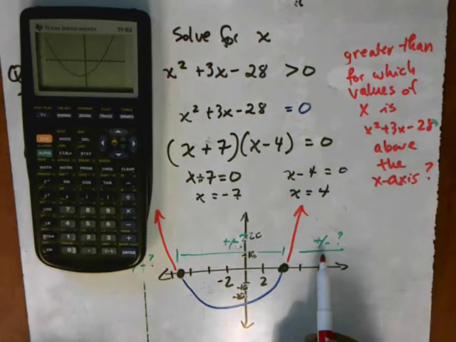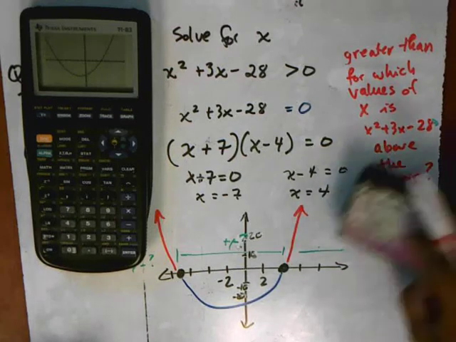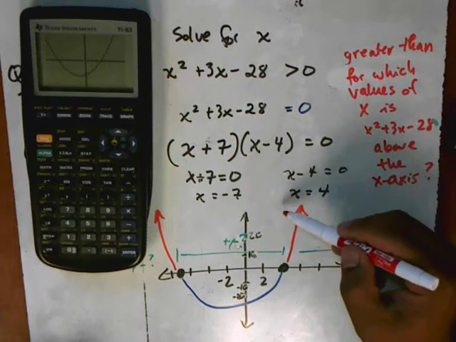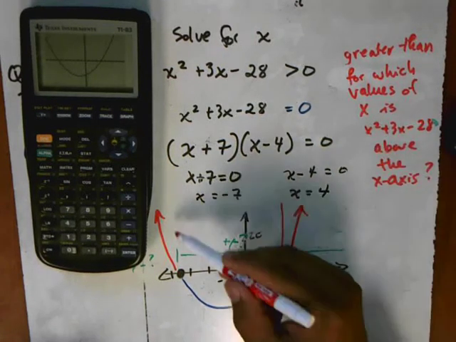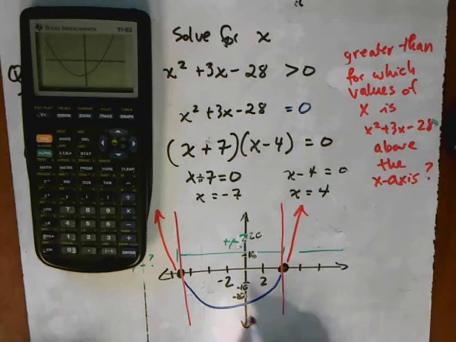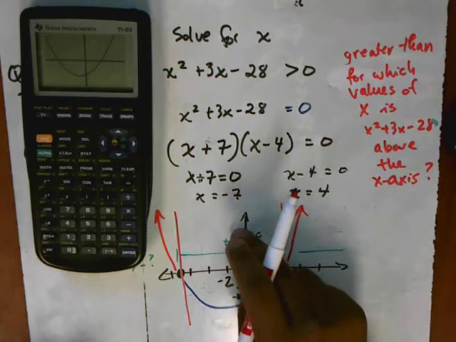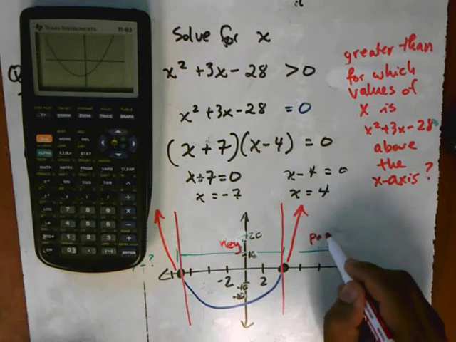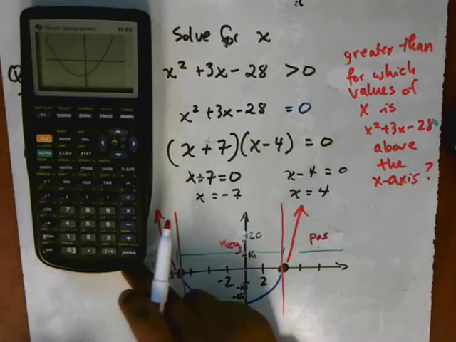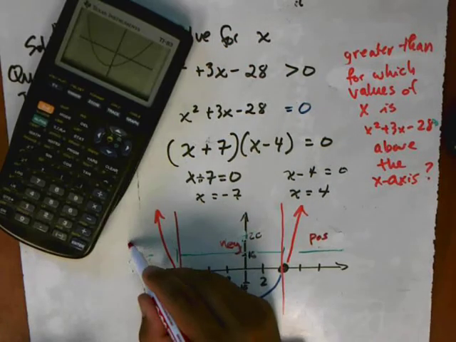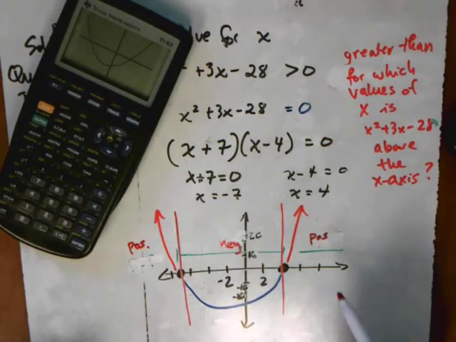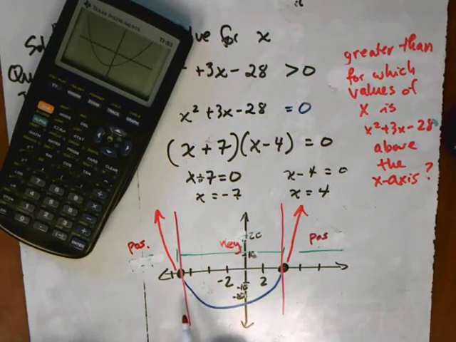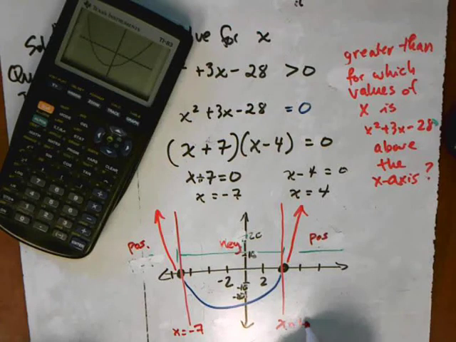Now these question marks, I can answer definitively. If I draw this line here to separate this section, between here it is certainly negative. To the right, it is positive, and to the left, it is also positive. Because at this point here, this is my x-intercept. This is x equals negative 7. This is x equals 4.